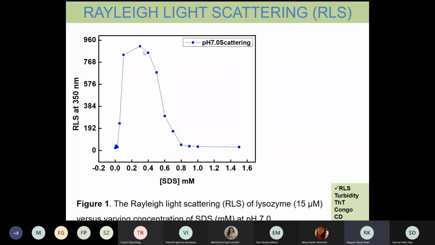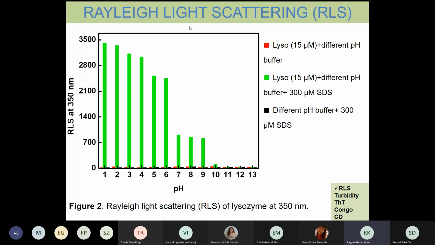So now here you can see we have taken 15 micromolar lysozyme and 300 micromolar SDS, varied the pH, and observed the Rayleigh scattering. This is the isoelectric point. As we lower the pH, the Rayleigh scattering increases, and the maximum is observed at pH 1.